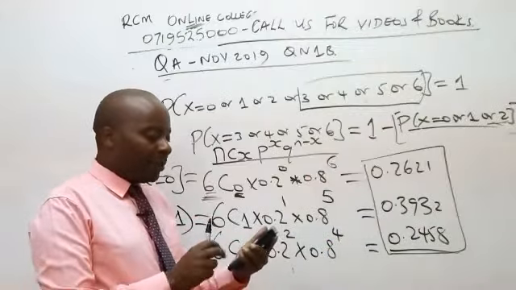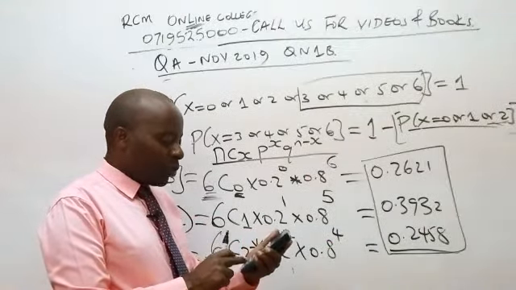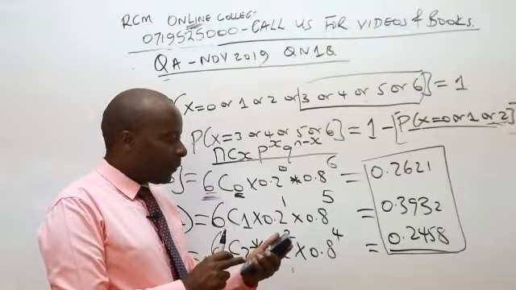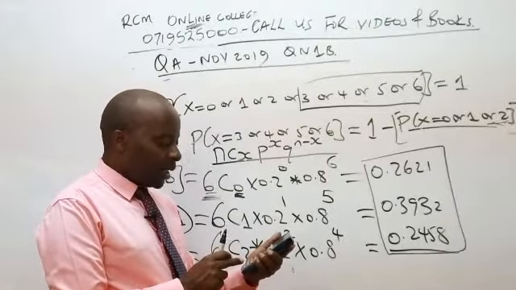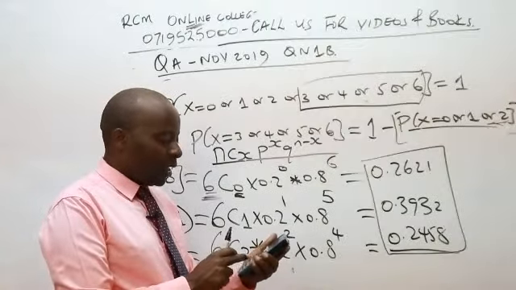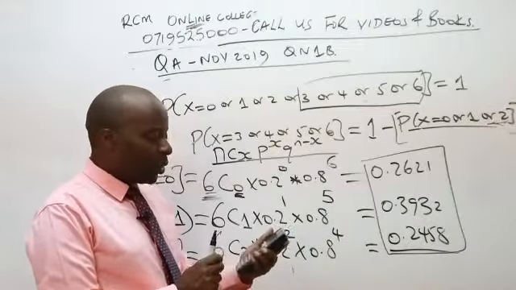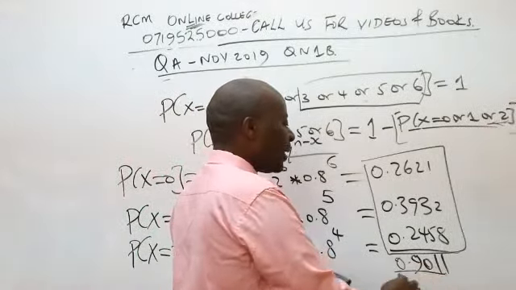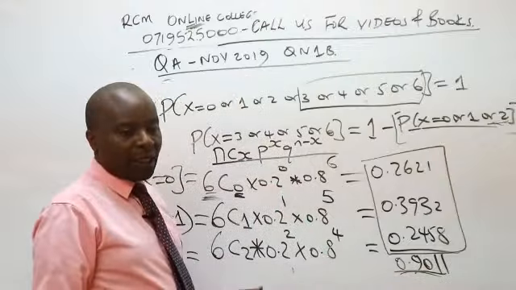Add them. So this gives us 0.2621 plus 0.3932 plus 0.2458, which will give me 0.9011. Remember, that is not the probability that they wanted us to get.